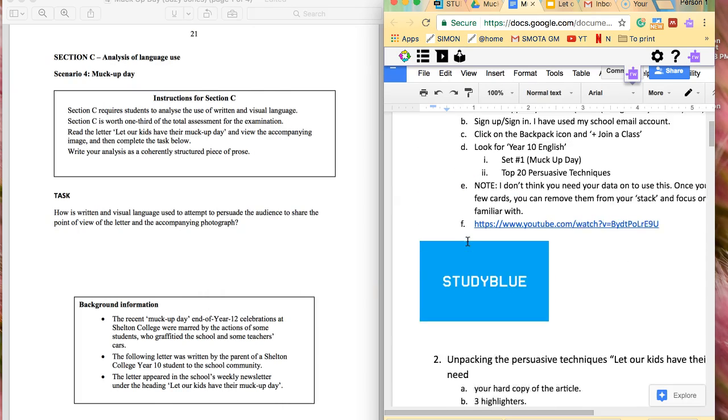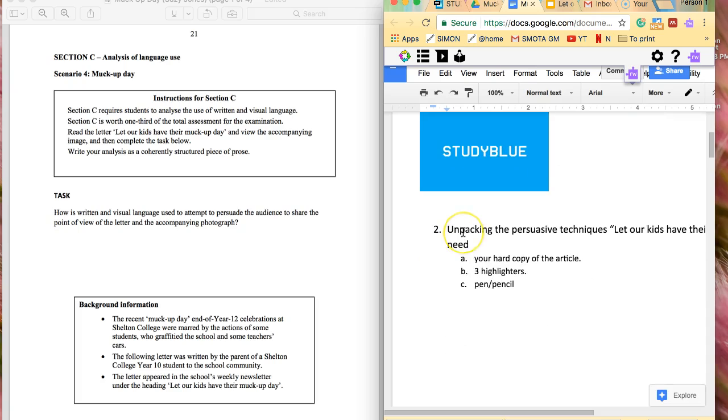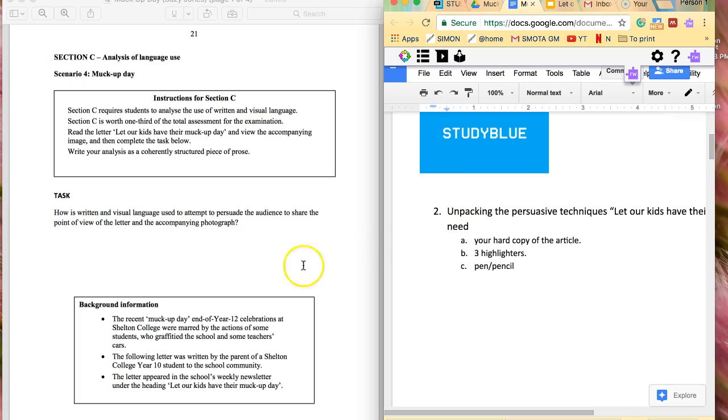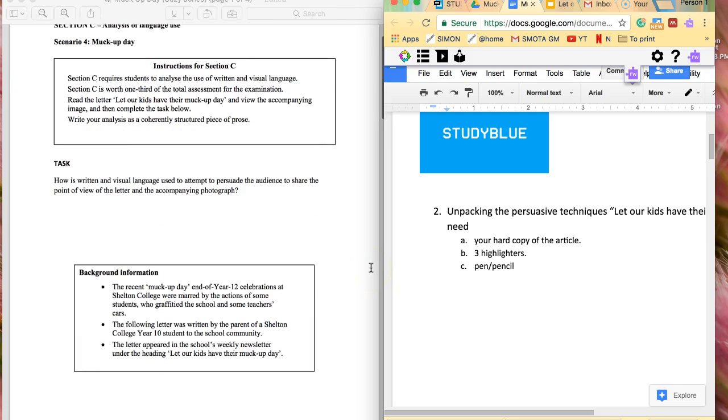But what I'm going to do now is walk you through an analysis of this article here, Muck Up Day. I was working with a great bunch of students today, and we only cherry picked out a few different things, and I asked them would they like a screencast to go over a few more. They said yes, so here you have it.